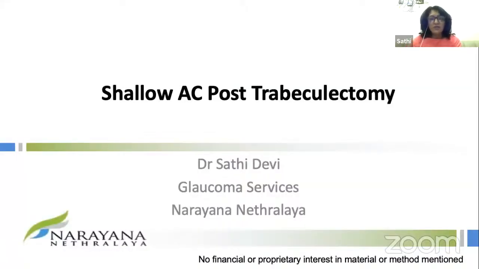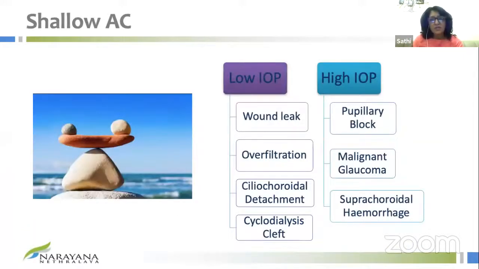So I'll be talking today about shallow anterior chamber post-trabeculectomy. With glaucoma surgery, we are always looking at doing the balancing act between overfiltration and underfiltration. Shallow anterior chamber is one of the most common complications that we encounter in the postoperative period, and this can be associated either with a low intraocular pressure or with a high intraocular pressure. The two most common scenarios that we often see are wound leak and overfiltration. High intraocular pressure is a little uncommon. I'll try to cover two case examples of this scenario.